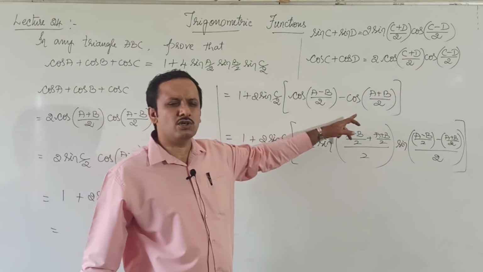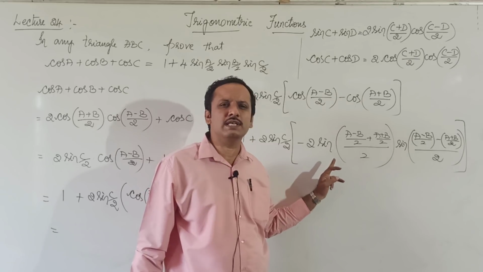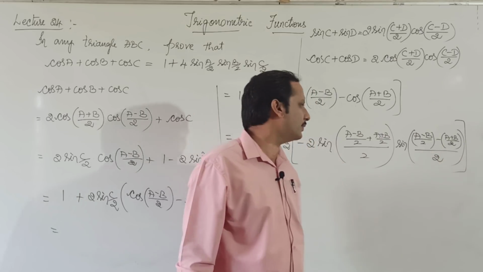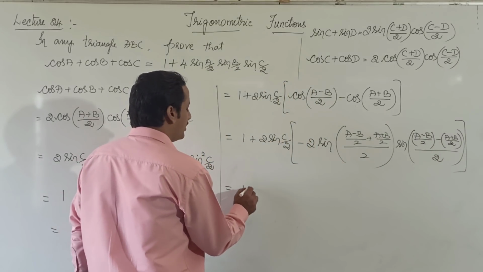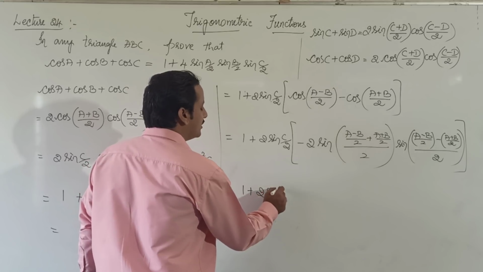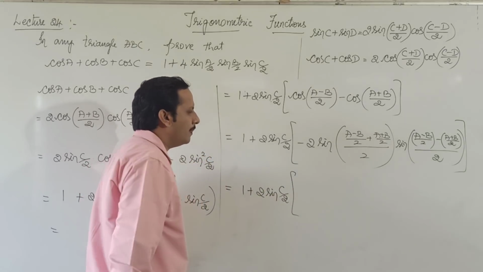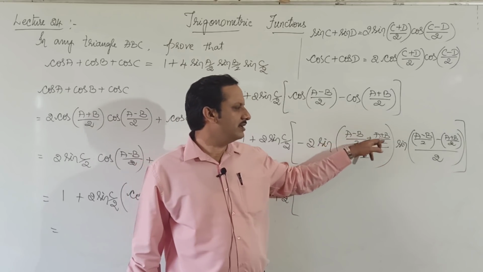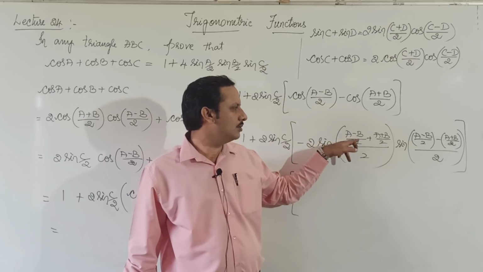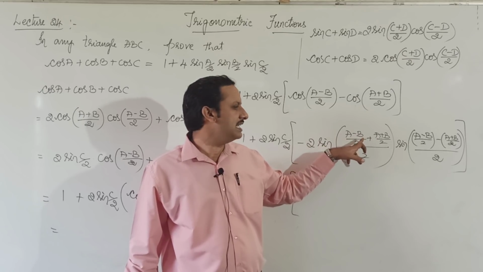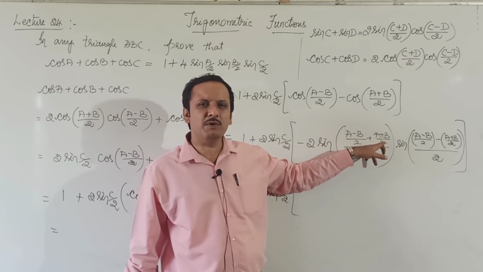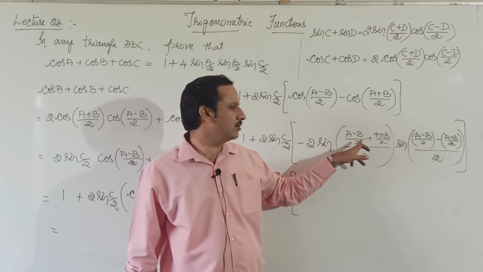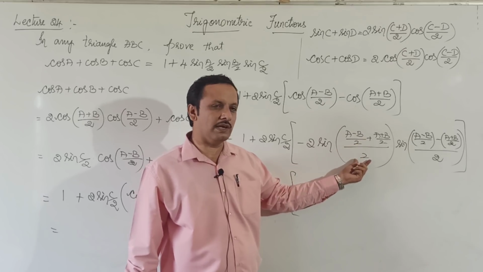Okay, cos c minus cos d is equal to minus 2 sin c plus d by 2 into sin c minus d by 2. That's equal to 1 plus 2 sin c by 2 into, here I'll simplify, here the common denominator is 2, so LCM is 2 itself. A minus b plus a plus b, what do you get? A minus b plus a plus b, b gets cancelled, 2a by 2, 2 gets cancelled, a will remain and this 2 will remain as it is.